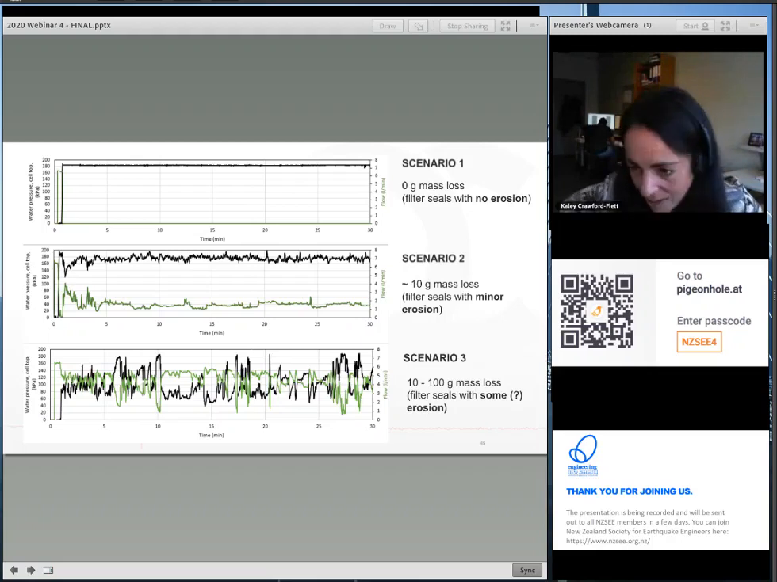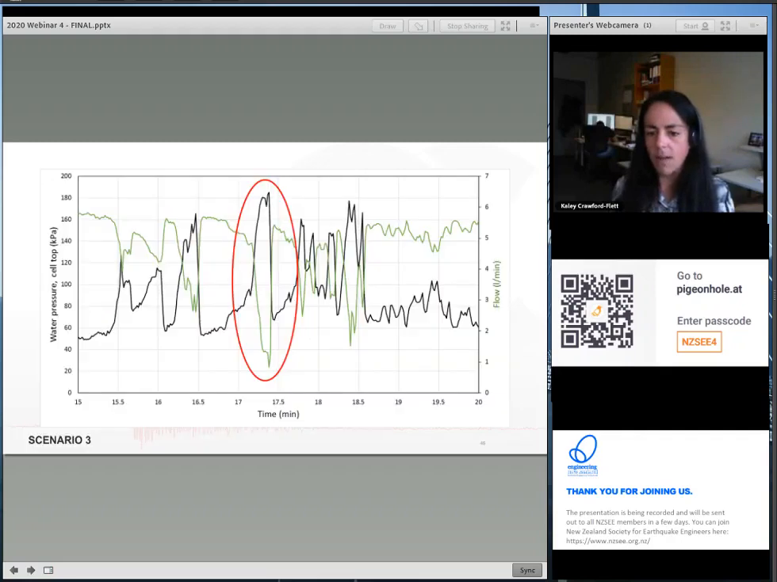Scenario three is where things get really interesting. With a little bit more mass loss, we get the filter sealing with some erosion according to Foster and Fell and their crude mass loss characterization. But what we actually observe in that pressure and flow data is this coupling of pressure and flow as things change. And that's the sealing and unsealing of that filter interface over time that Ronquist referred to. So looking in detail at scenario three, again, we can see a rise in pressure with a drop in flow as the filter seals, and then in the red circle, a sudden release of pressure and an increase in flow as the seal breaks.